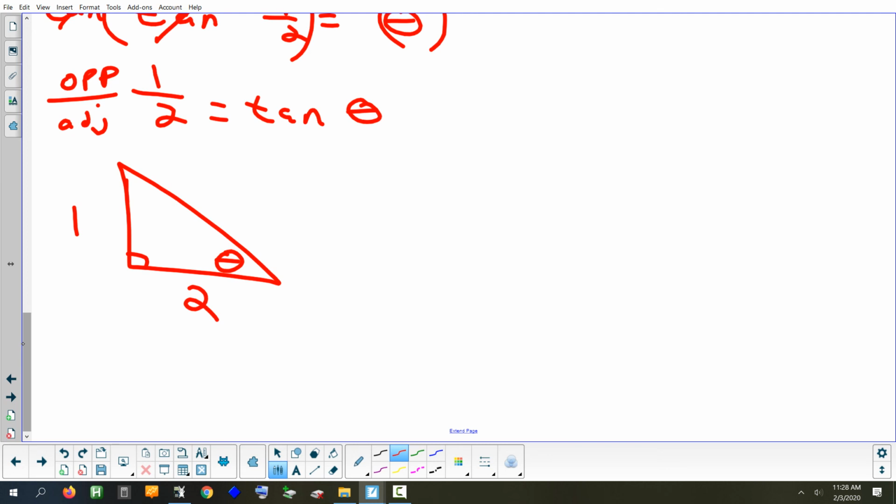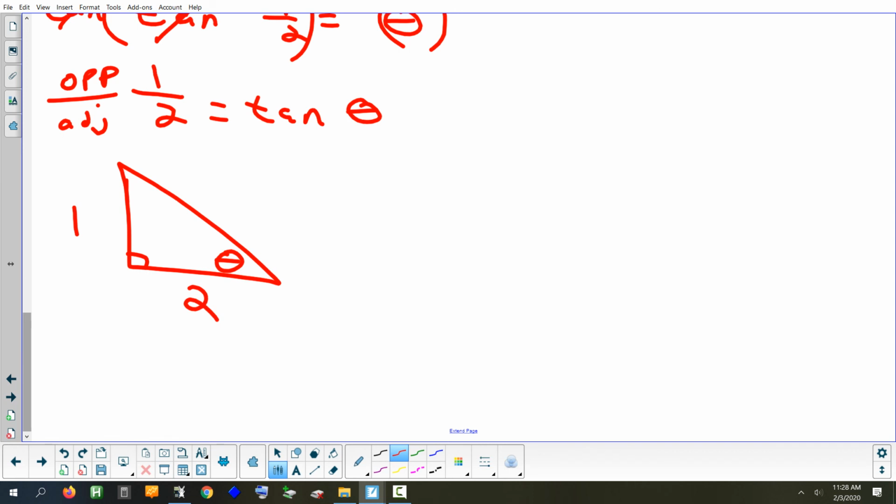Opposite over hypotenuse. That's sine. Or no, adjacent over hypotenuse. Adjacent, good. Hypotenuse, no, don't know it. So I have to figure out the hypotenuse.